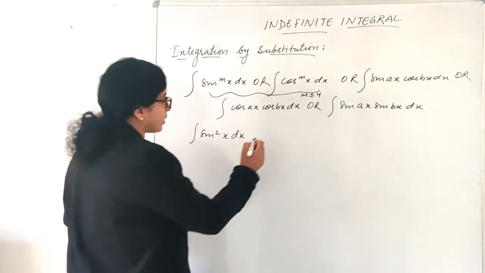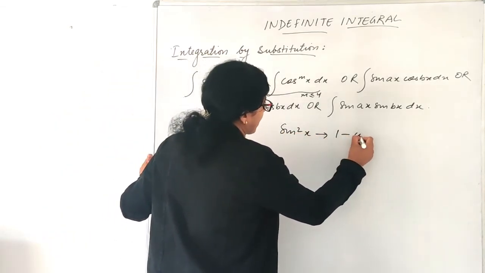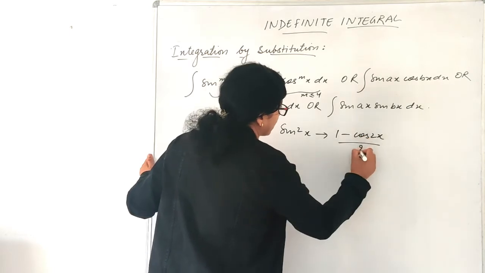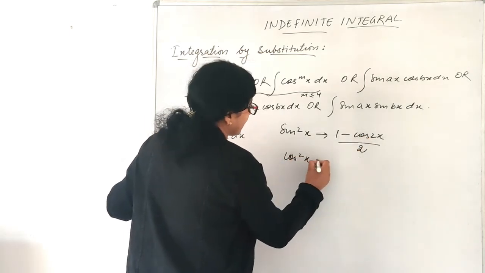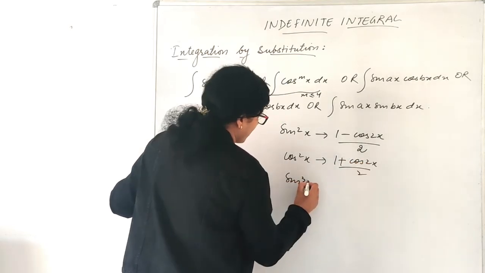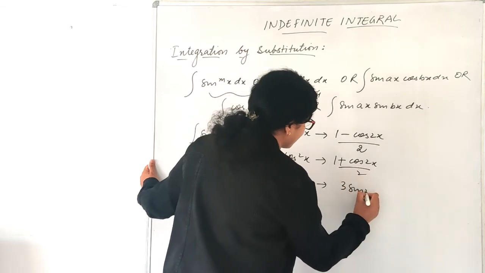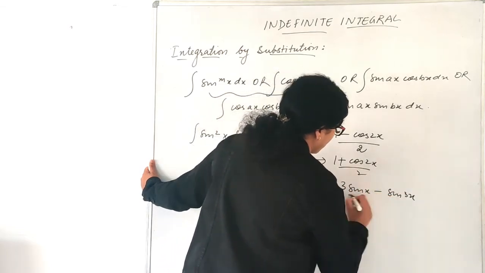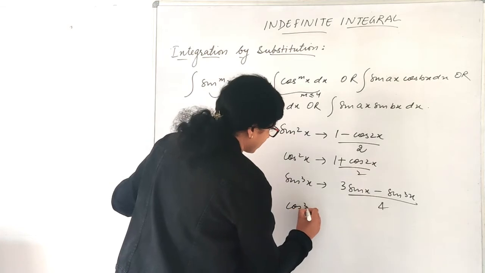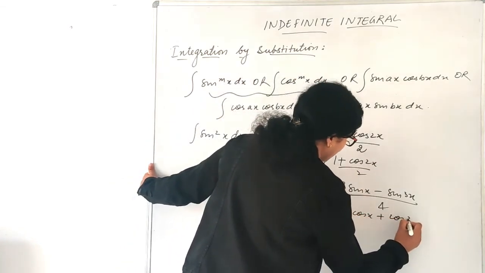So what we are going to write: sine square x will be replaced by 1 minus cos 2x by 2. Had it been cos square x, it will be replaced by 1 plus cos 2x by 2. Sine cube x will be replaced by 3 sine x minus sine 3x upon 4. Cos cube x will be replaced by 3 cos x plus cos 3x by 4.